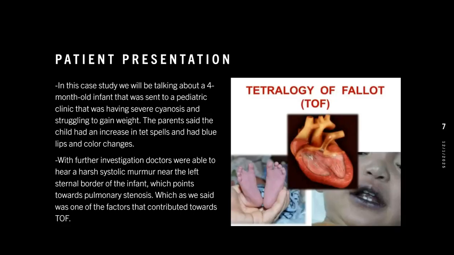Patient presentation. In this case study, we'll be talking about a 4-month-old infant that was sent to the pediatric clinic that was having severe cyanosis and struggling to gain weight. The parents said the child had an increase in TET spells and had blue lips and color changes. With further investigation, doctors were able to hear a harsh systolic murmur near the left sternal border of the infant, which points towards pulmonary stenosis, which, as we said, was one of the factors that contributed towards TOF.